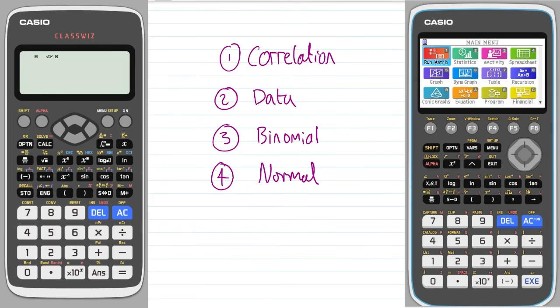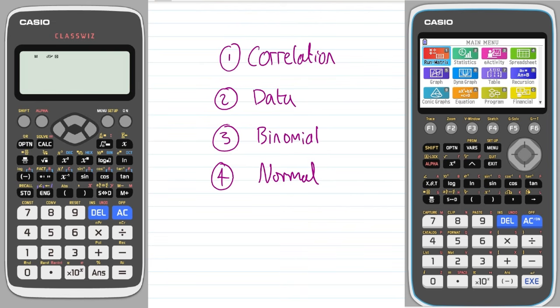Asprey and this is my video on how to use the Casio 991EX ClassWiz and the Casio CG50 graphical calculator in statistics A-level exams. Now all the questions I'm going to go over are from past Edexcel questions and they focus on the four main topics: correlation, data, binomial, normal, and these are the topics which you need to know how to use the statistical aspects of your calculators.